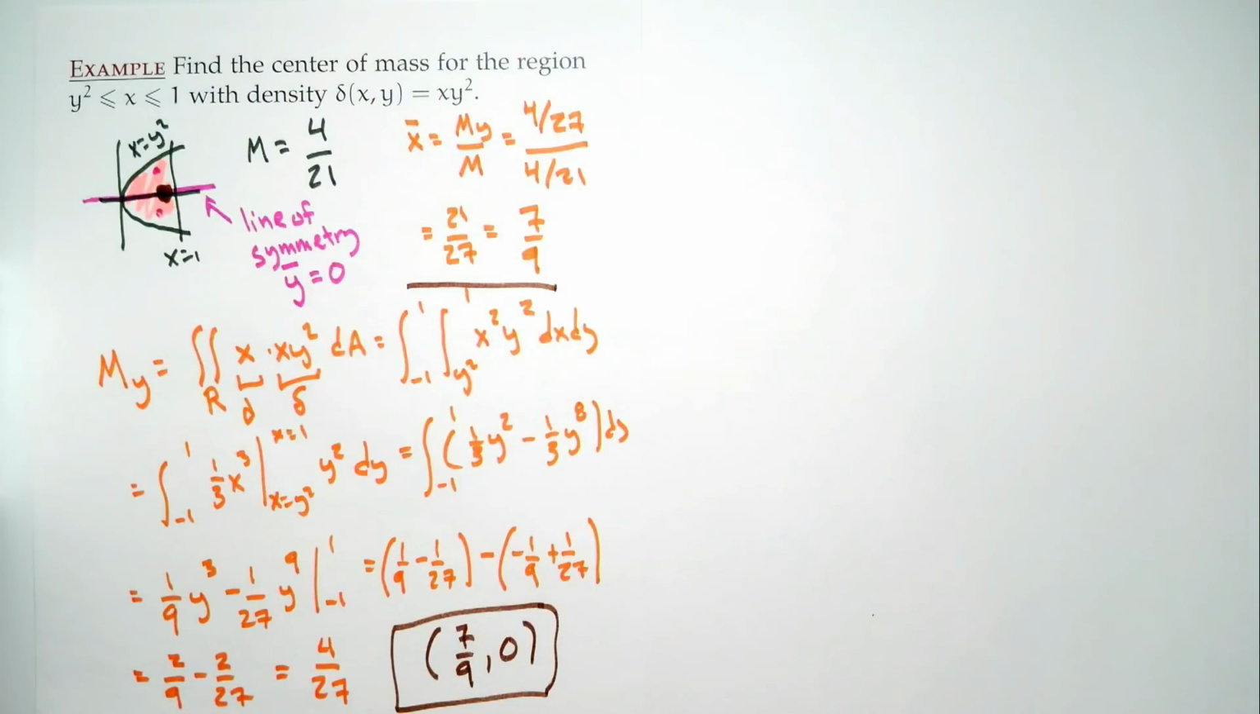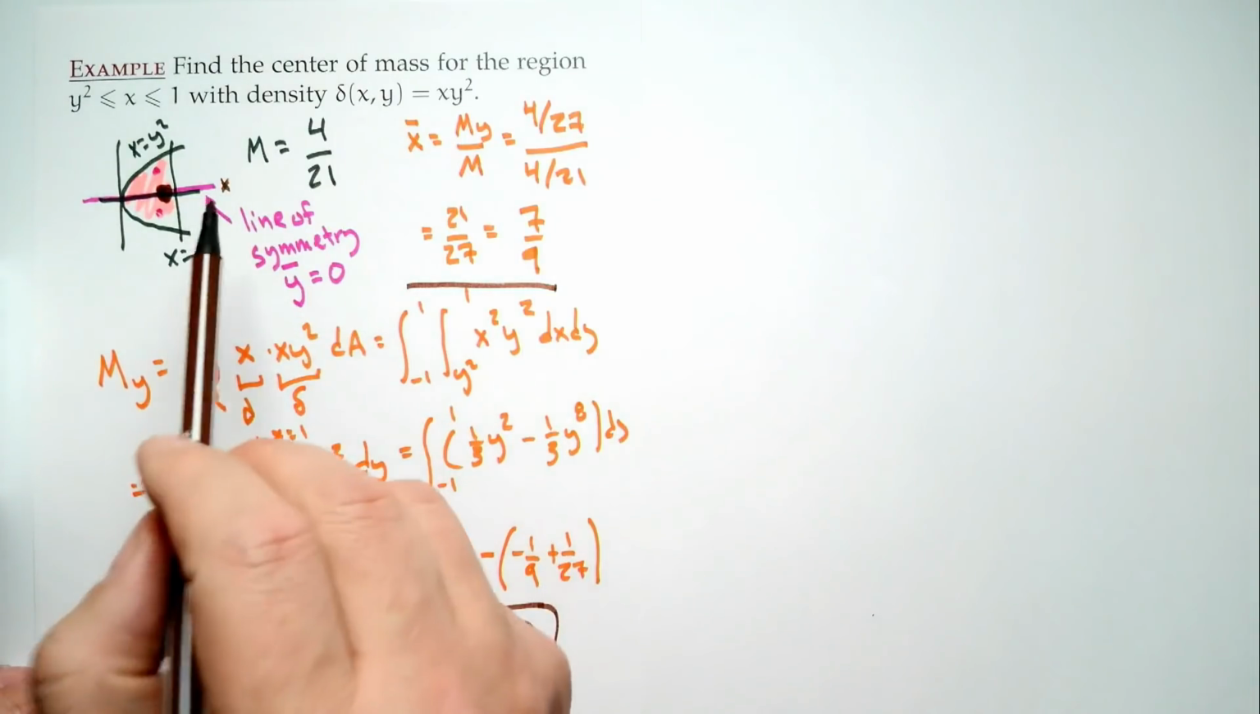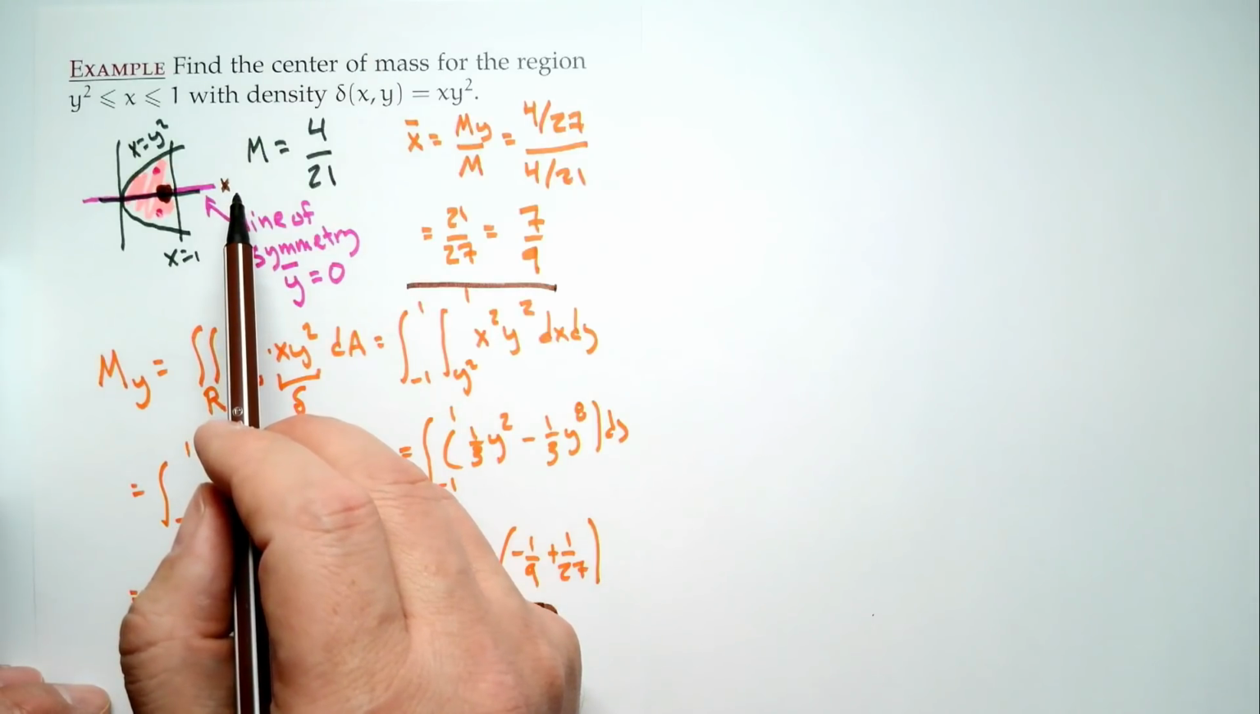Now, what do I mean by reasonable? Suppose you computed the center of mass and you had ended up over here. Would that be a reasonable answer? No, very unreasonable, because the center of mass should be kind of central.